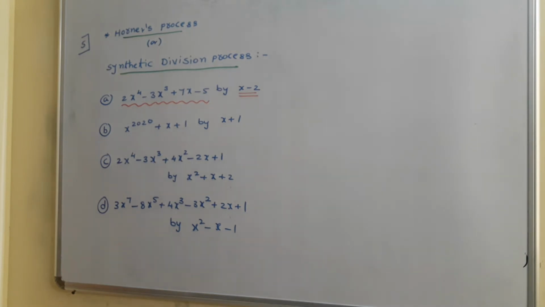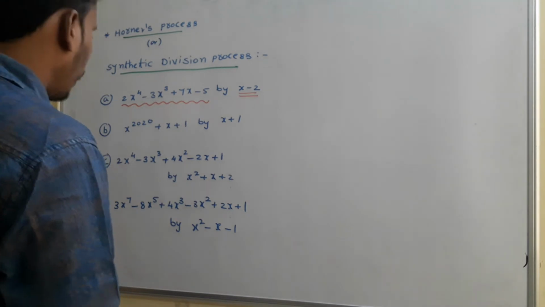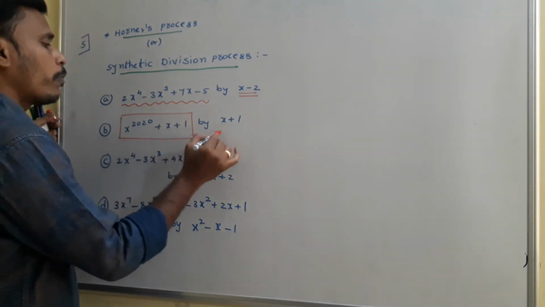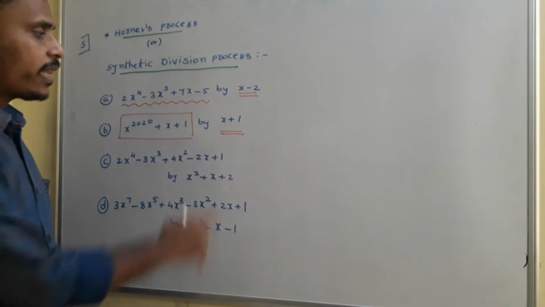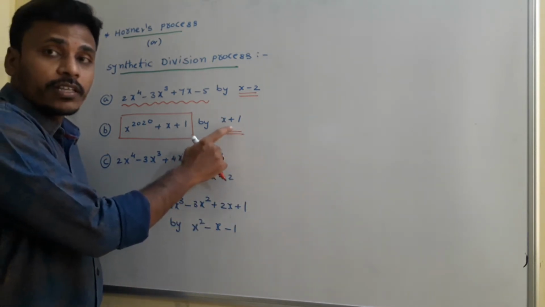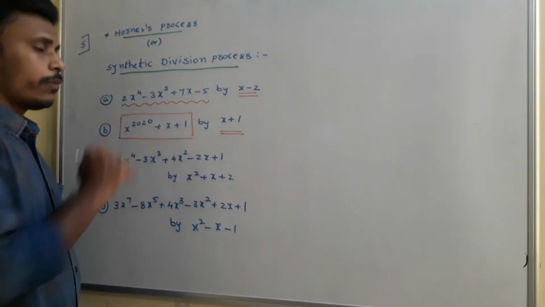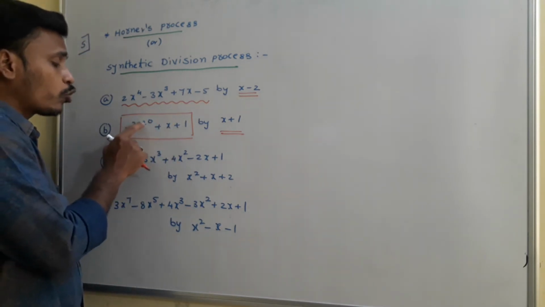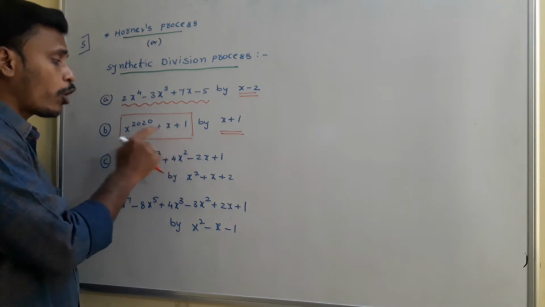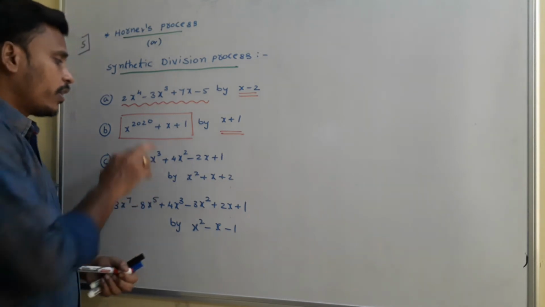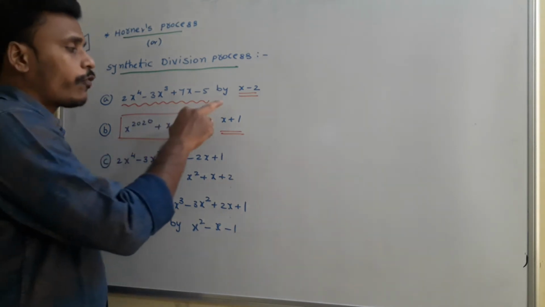Next problem. x power 2020 plus x plus 1. This is the polynomial, and we need to divide that polynomial with x plus 1. Again, the divisor is linear. If it is linear, then only the synthetic division process helps us. You just look there, x power 2020 plus x plus 1. This polynomial is of 2020th degree, and this is of first degree.